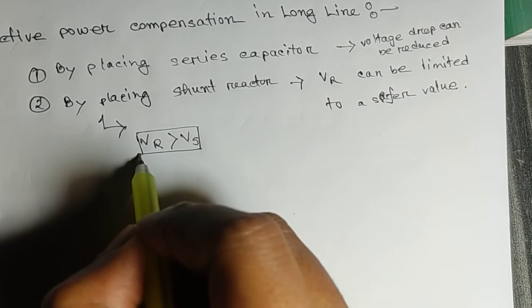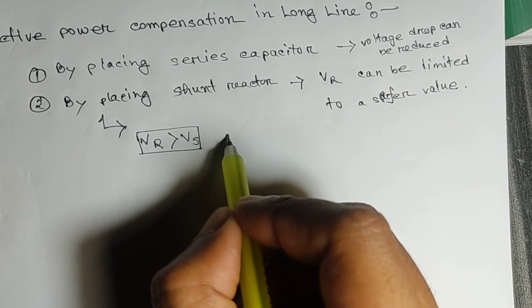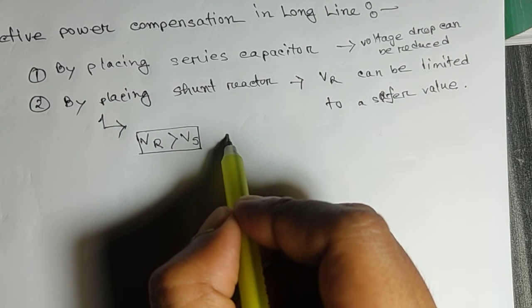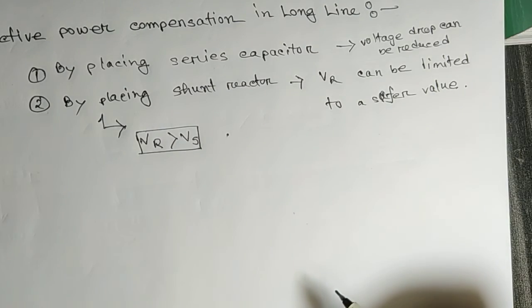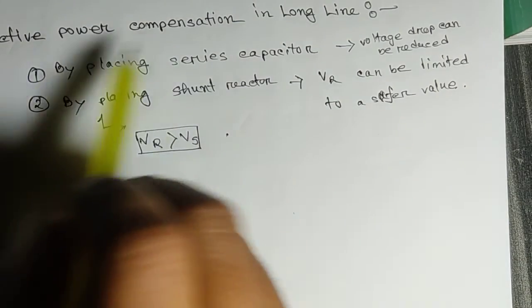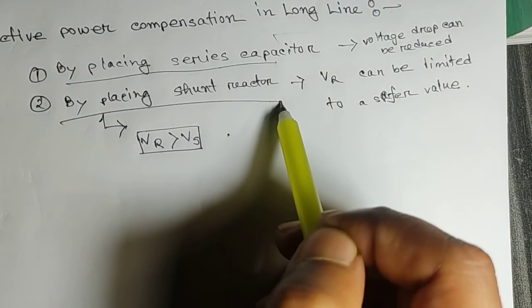So in that case, we place a shunt reactor at the receiving end, so that the receiving end voltage comes to a safer value. So these are the two ways of compensating reactive power in a long line: by placing a series capacitor, and by placing a shunt reactor.